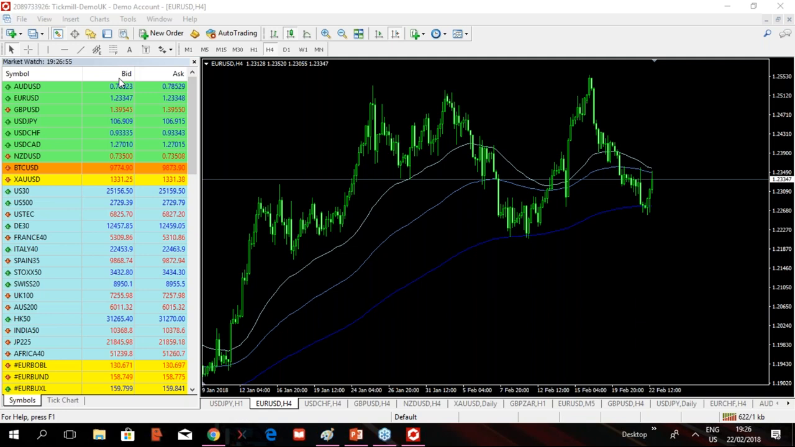Now remember this, write it down. If you see the word bid, that is your selling price. Okay, if you see the word ask, then you want to be buying with that price. So very easy. Once more, bid is your selling price and ask is your buying price. Bid selling, ask buying. Now very easy.